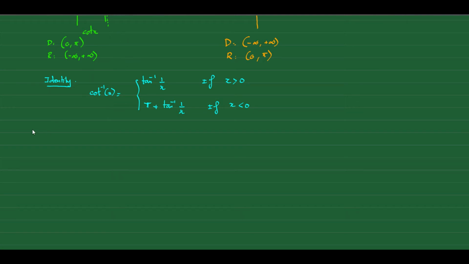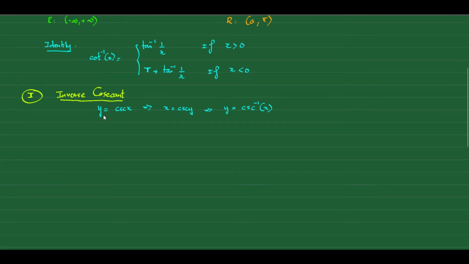Now for the second Roman numeral, we will be talking about inverse cosecant. Again, we start with y equals cosecant of x, and we swap them. Then we have y equals inverse cosecant of x.